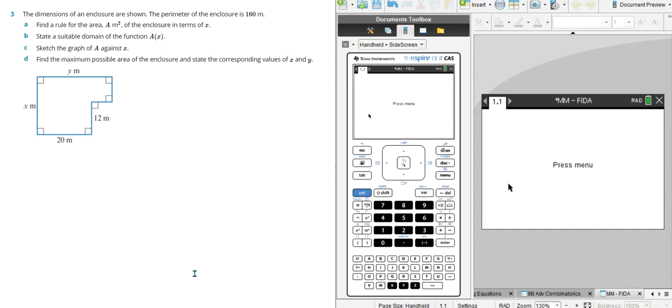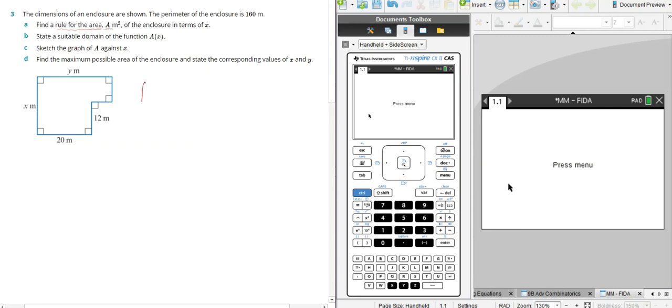I'm going to be going through chapter 1H, questions 3, 5, and 6, inshallah. Right, so we have question 3 in front of us. The question is asking us to find a rule for A, which is area.